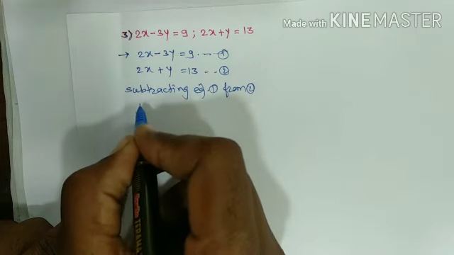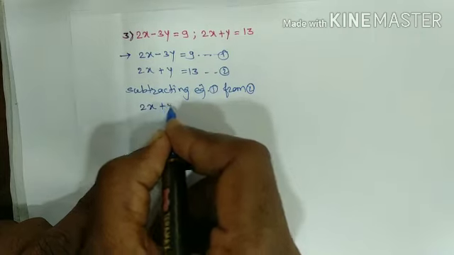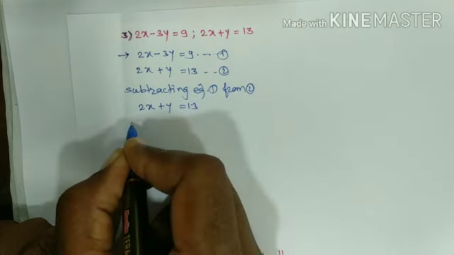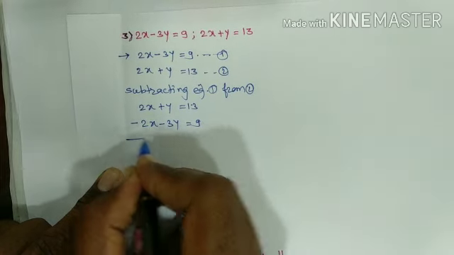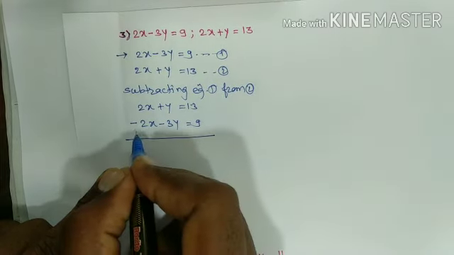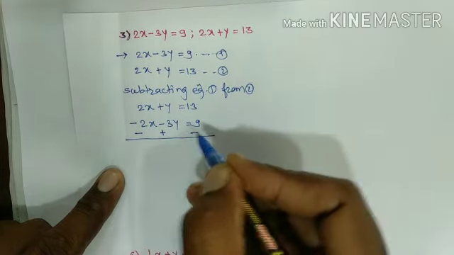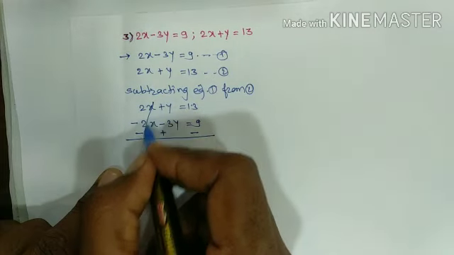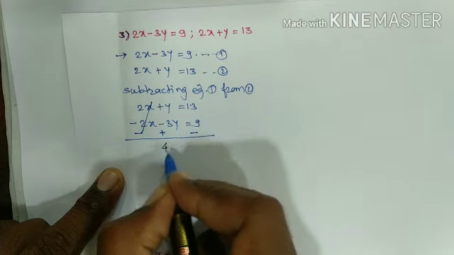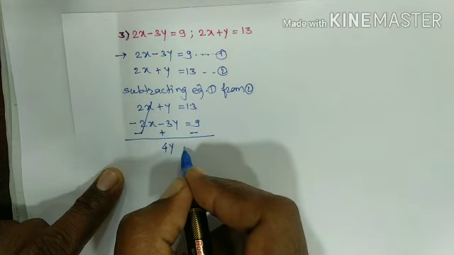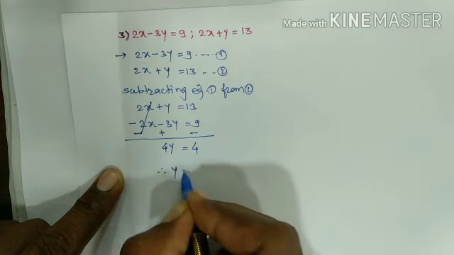That's why subtracting equation first from second, that is 2x plus y equals to 13 minus 2x minus 3y equals to 9. Due to subtraction here we change the sign of each term. A minus, this one is plus, this minus. 2x minus 2x eliminate, y plus 3y, 1y plus 3y equals to 4y. 13 minus 9 is 4, and therefore y equals to 4.